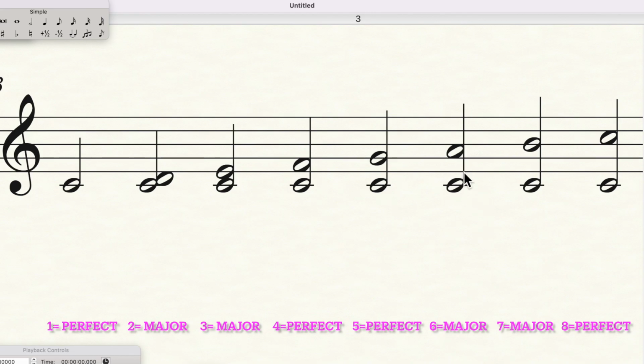We have a C to A. And that is a major sixth. And now we have C to B. That's a major seventh. And then we have C to C, and that's a perfect octave.